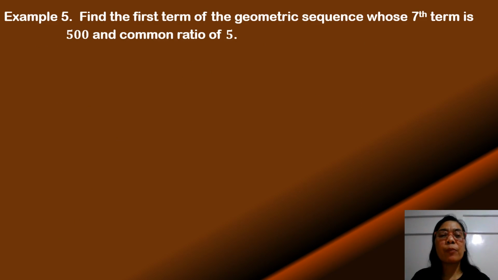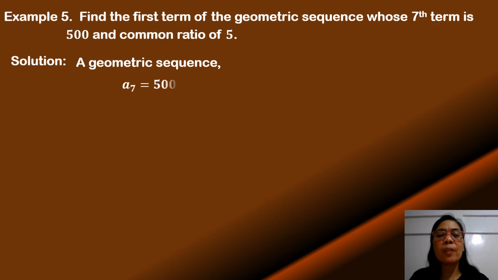Using your calculator, you have now your a sub 13 is equal to 12,288. Let us solve this problem to find the first term of the geometric sequence whose seventh term is 500 and common ratio of 5. So we start our solution. We are given a geometric sequence whose seventh term a sub 7 is equal to 500 and the common ratio r is equal to 5.